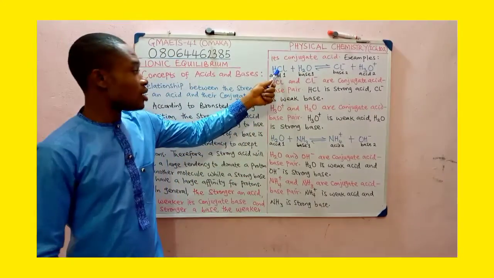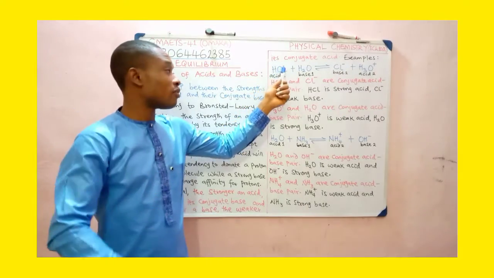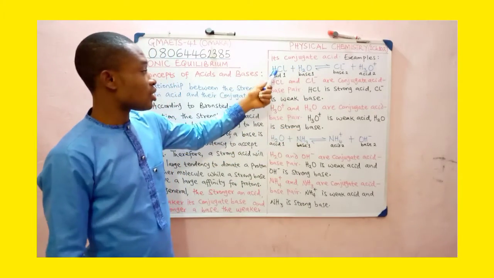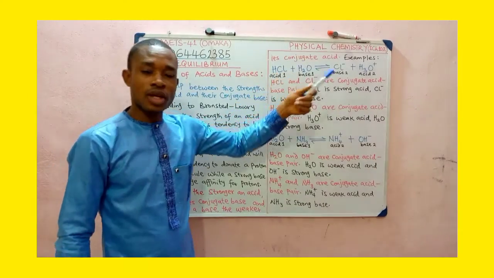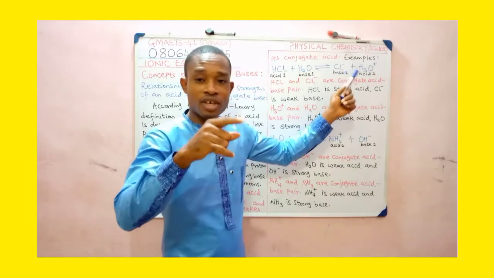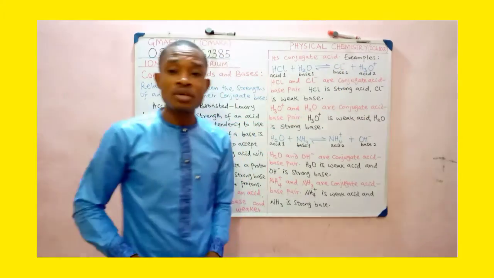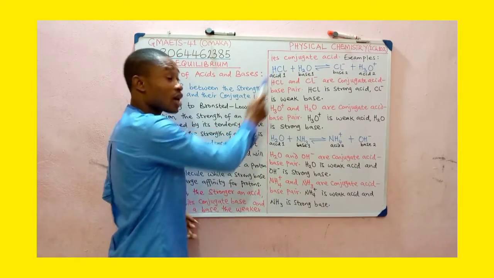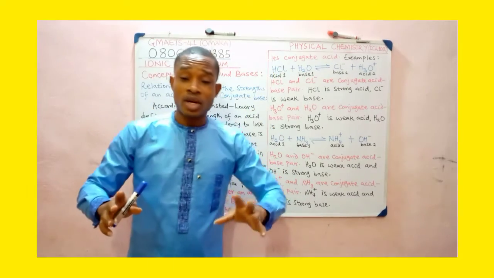This is the dissociation or ionization of hydrochloric acid in water. This HCl will donate a proton, that is hydrogen, to water, and then we're going to have Cl negative, that's chloride ion, and then hydronium ion. Now if you look at this, you notice that this is a strong acid. Hydrochloric acid is a strong acid.